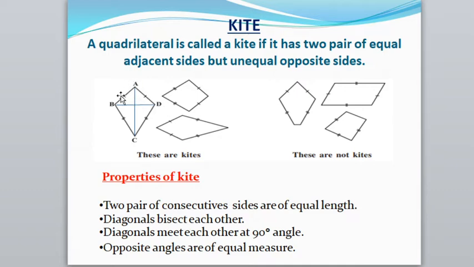So here AB and AD are adjacent and equal. Again BC and CD are the adjacent sides and they are equal. That's why it is a kite. Now the second one is given a quadrilateral. Is it a kite or not?